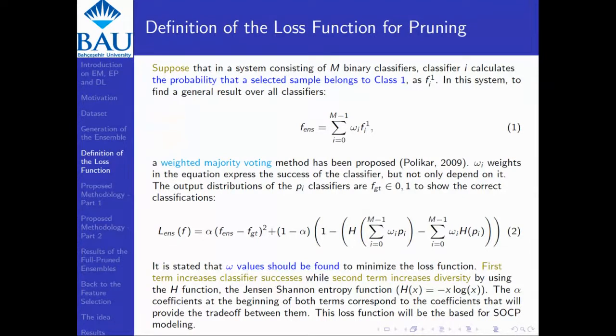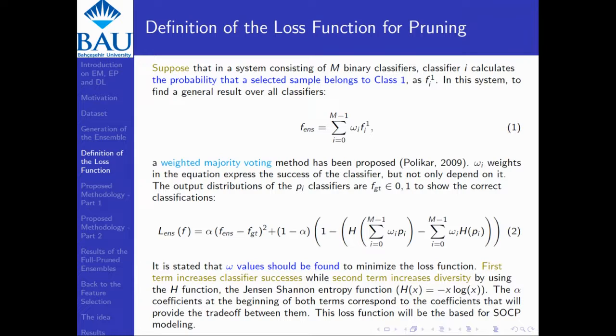So to find the general result of all classifiers, a weighted majority voting method has been proposed by Polikar in 2009. In this equation, the w_i are the weights, which express the success of the classifier, but it is not just related with the success of the classifier. It should also be diverse. So the output distribution of the classifiers are f_i, with values in 0, 1 to show the correct classifications.